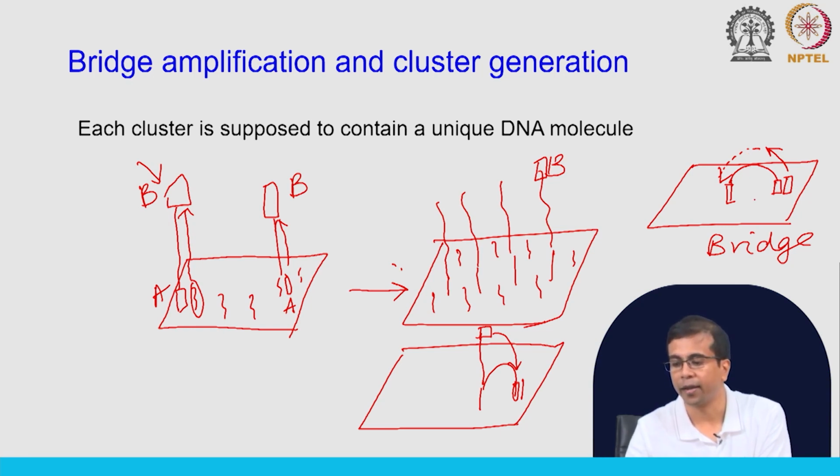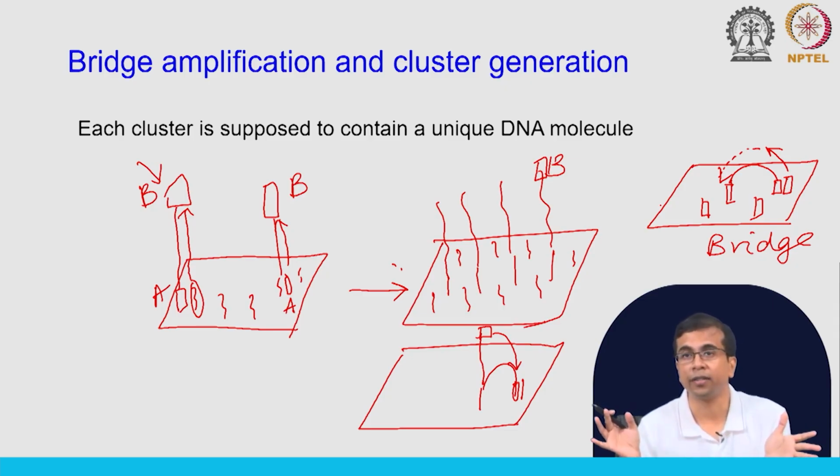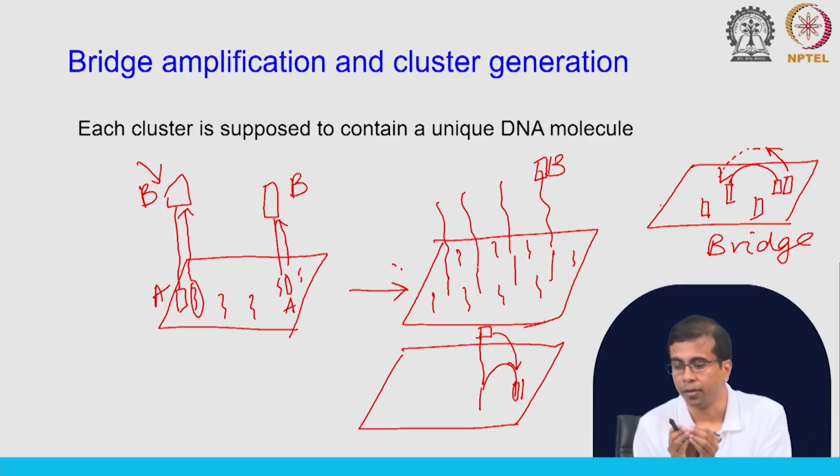Now, this molecule will bend, and if there is another complementary adapter here, it will bend and form this bridge, and there will be amplification again, and this process is repeated across all the adapter complementary sequences that are present in the flow cell. So, this is a very small region where this is happening, and you can imagine this is happening in parallel for millions of positions in the flow cell. Each position will contain clonal copies of the same molecule, and this forms the cluster.